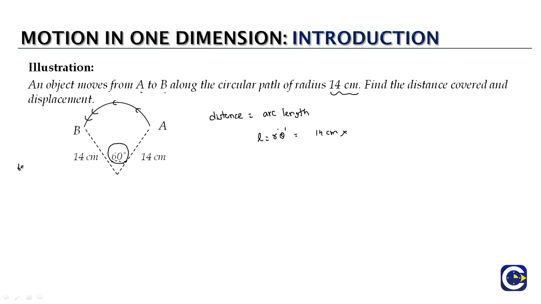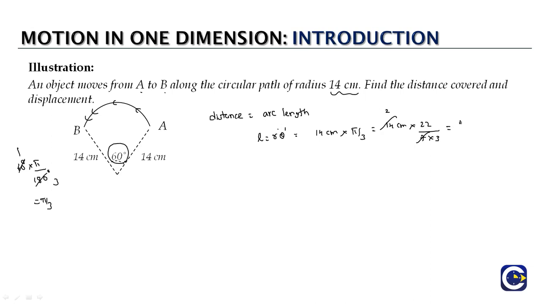If you want to convert this into radians, we have to multiply by pi by 180, because the method to convert an angle from degrees to radians is multiplying by pi by 180. So 60 degrees will be equal to pi by 3 radians. Here we can take the value of pi to be equal to 22 by 7, because we see that 14 is a multiple of 7.